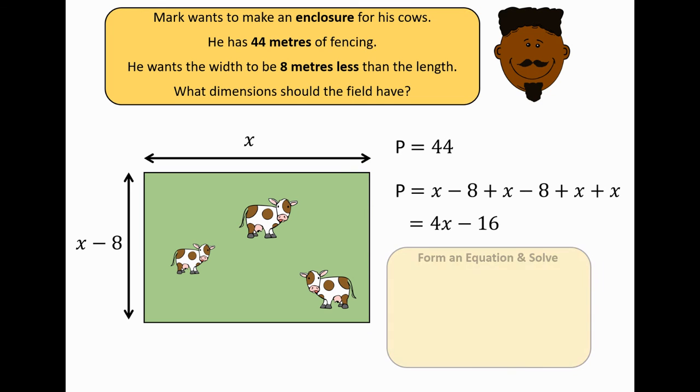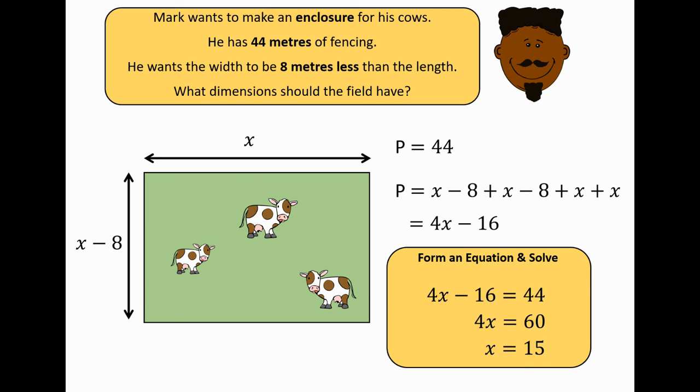Now I can form and solve an equation. 4x minus 16 is equal to 44. Add 16 on both sides, gives me 4x is equal to 60. Divide by 4 on both sides, x is equal to 15. So now I can label my sides. My length is going to be 15 meters, and my width would have to be 15 meters minus 8 meters, which is 7 meters. And that's how I work it out.